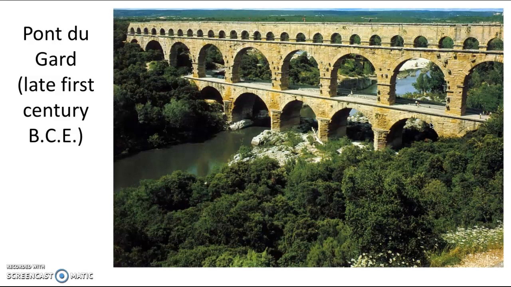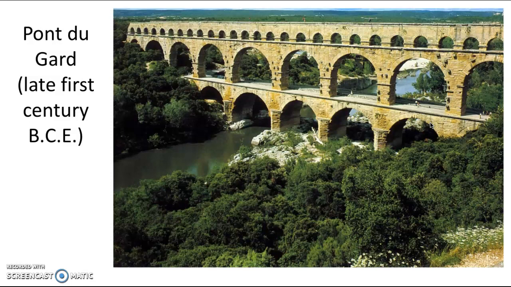Aqueduct means water mover, and at one point the Pont du Gard would have supported a pipeline that would have carried water from 30 miles away. To achieve this, the entire pipeline is built on a slight decline from its beginning point to its end. While providing this necessary service, it also served as a bridge for those traveling across the river.